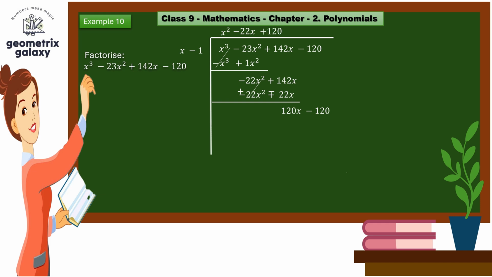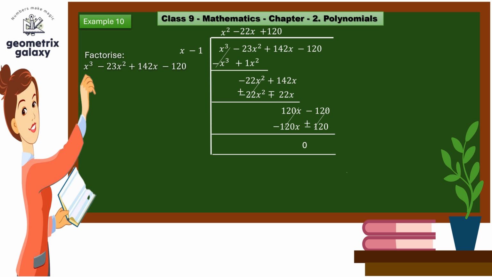Now here the first term is 120x. So I need to now decide what should be my next term in the quotient. If I take plus 120, then if I multiply with the factor x minus 1, I'll get 120x minus 120. As usual, I need to change the sign. If I change the sign, then it will become minus 120x plus 120. It will get cancelled. Then the remainder will be 0.